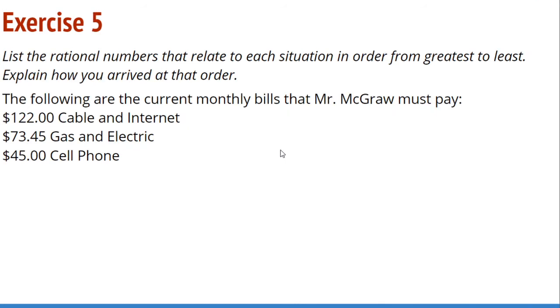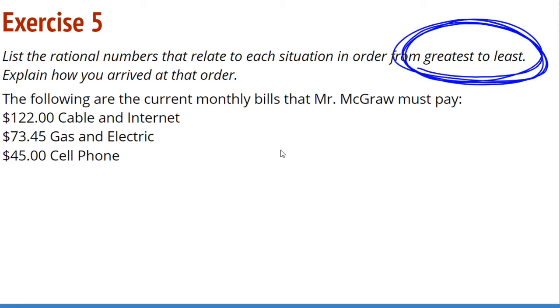All right, looking at exercise 5, we are now going to do the same thing we've been doing, but we're doing it in greatest to least order. So we have monthly bills that Mr. McGraw must pay. He's got to pay $122 for cable and internet. He's got to pay $73.45 for gas and electric, and he's got to pay $45 for the cell phone. Now these are all going to be minuses for him. These are all taking money away from him.